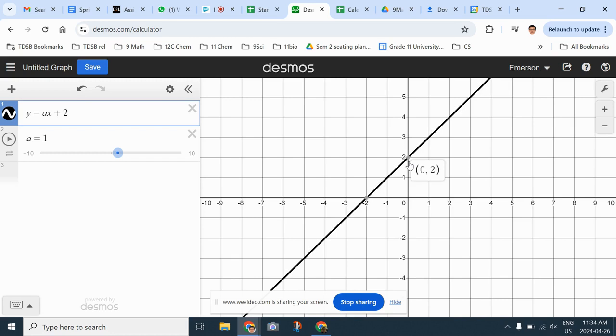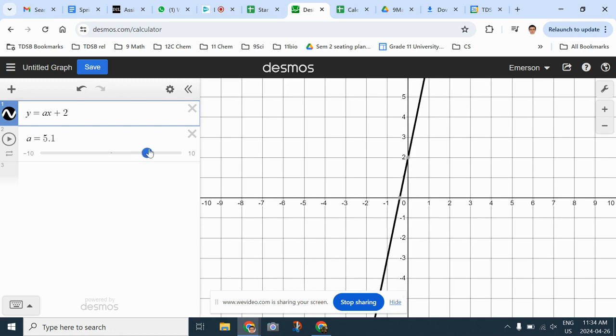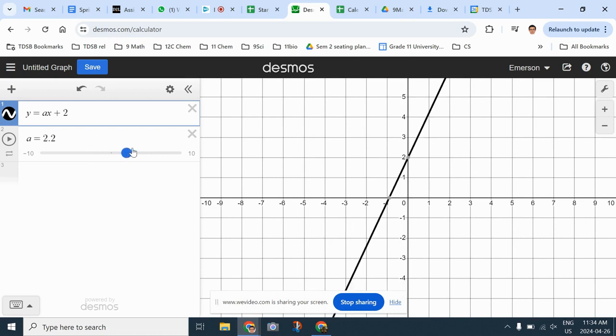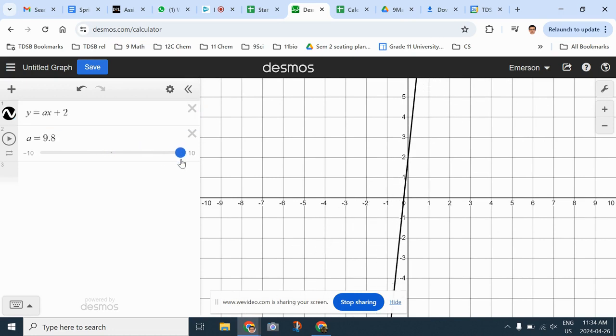Now, step number 3, they say observe how the line changed when you change the value of a from 1 to 10 using the slider. So I'm going to change it to 10. What do you notice about the line? Okay, what changed and what didn't change? I'm going to go back again from 1 to 10. What changed and what didn't change? And what kind of transformation was that when you go from 1 to 10?